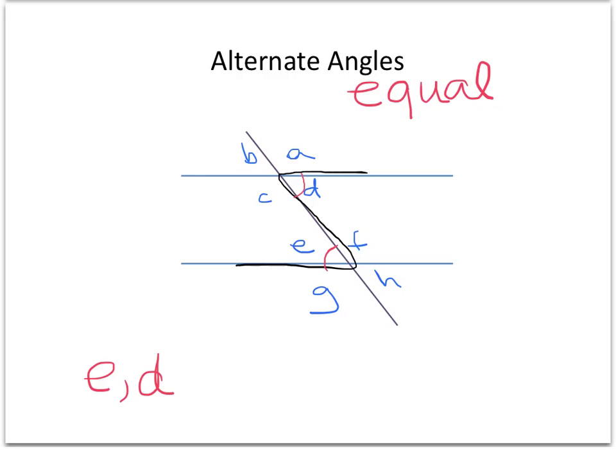And in the same way, if we drew a Z going the opposite way, so I'll do it in the blue there. So if we see that Z shape, then we have another pair of alternate angles, so that would be C and F. So C and F are another pair of alternate angles in this diagram.